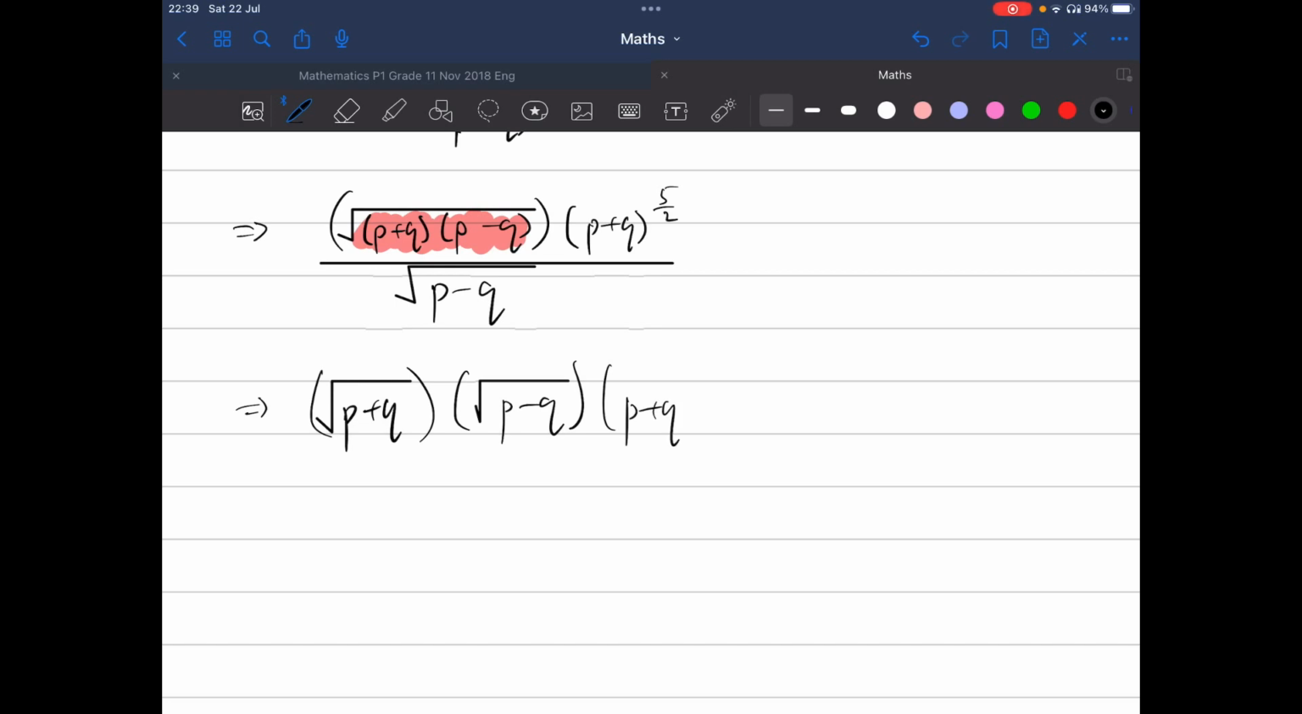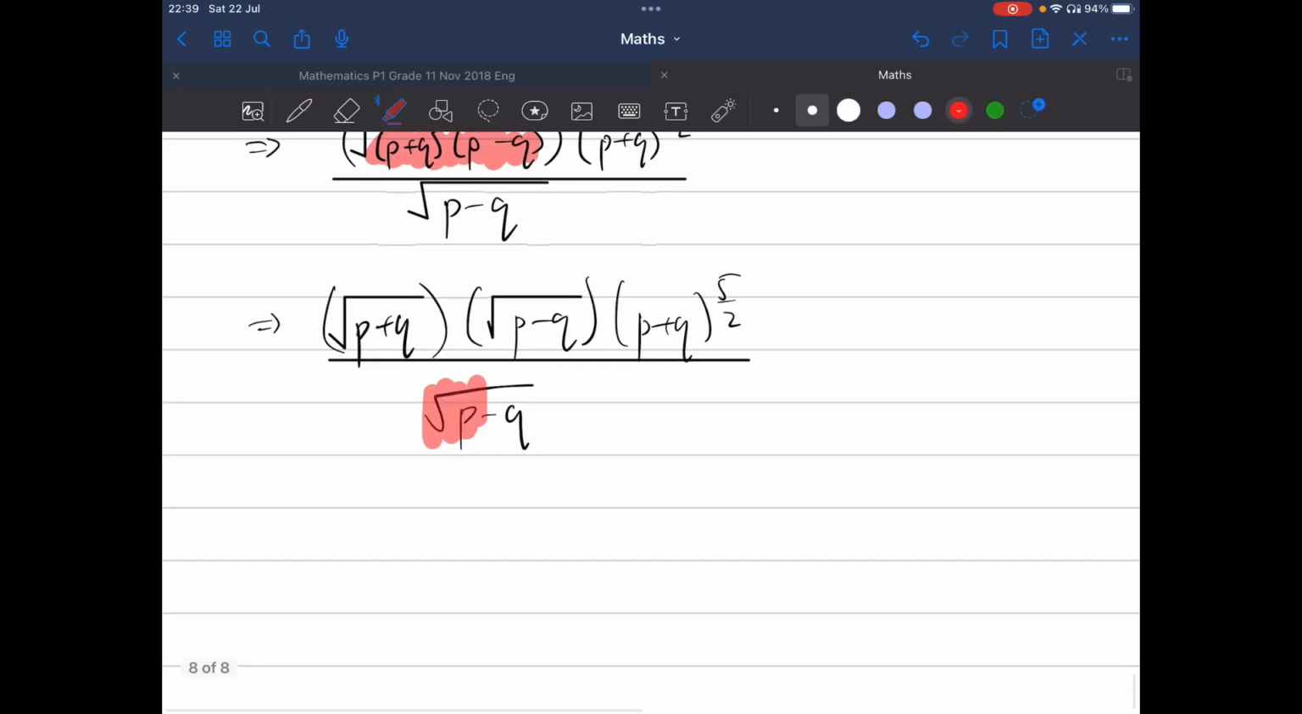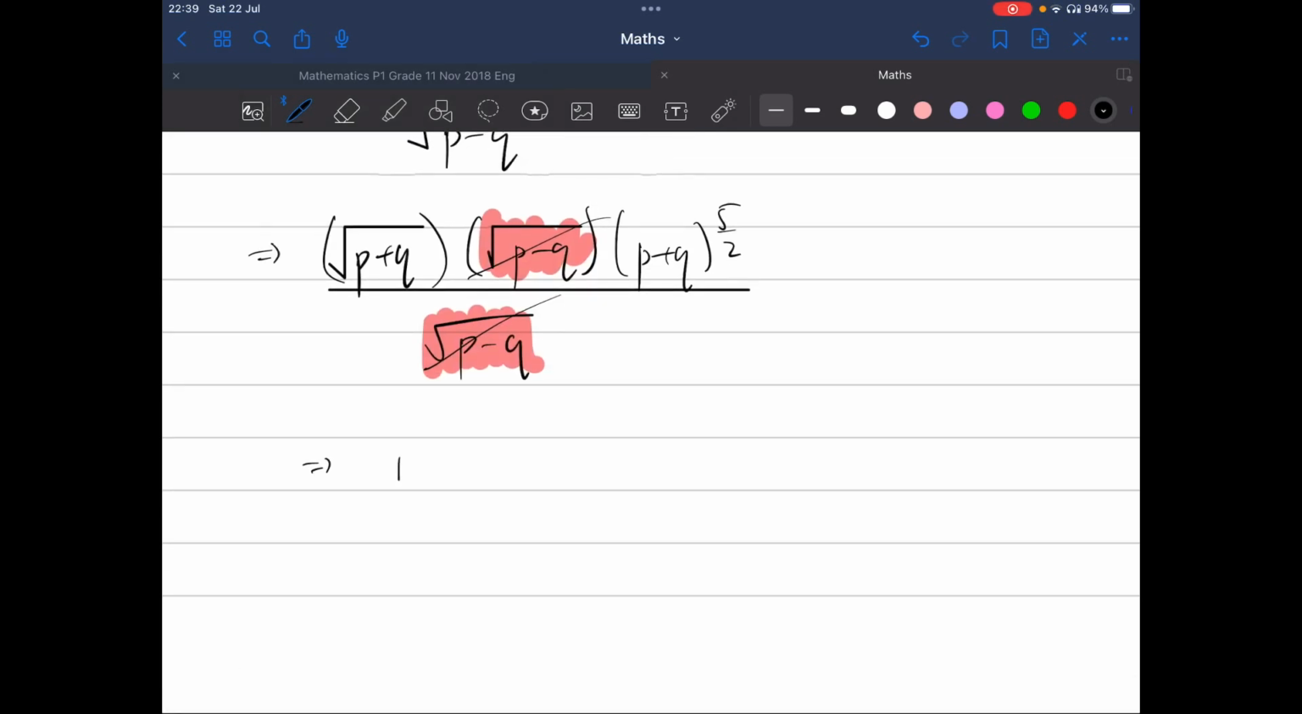P plus q to the power 5 over 2. Okay, and at the bottom we had the root of p minus q. Now if you look at this whole thing, the root of p minus q and here the root of p minus q, those are common, so I can just cancel it out. And then I'll have p plus q to the power of a half times p plus q to the power of 5 over 2. Okay, so I just took the square root and I made it half and I brought that down.